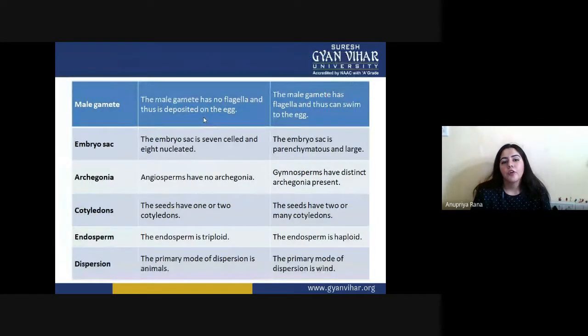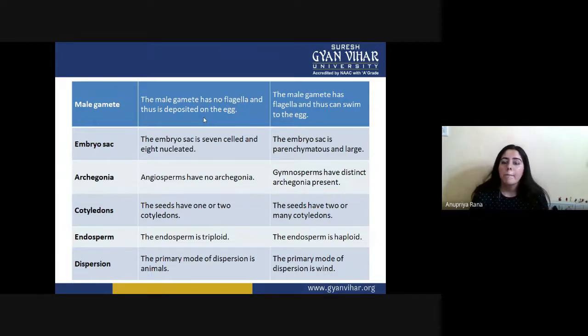If we talk about the male gamete in gymnosperms, there is no flagella, and it is deposited directly into the egg. In angiosperms, there is no flagella because they do not fly. They have flowers as the attracting unit, so insects can come and take the pollen wherever it needs to go.